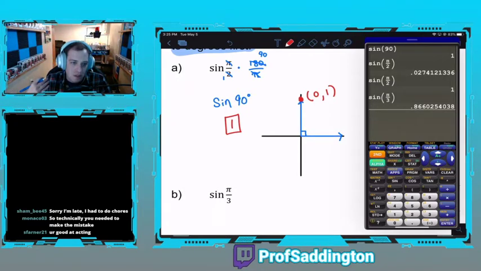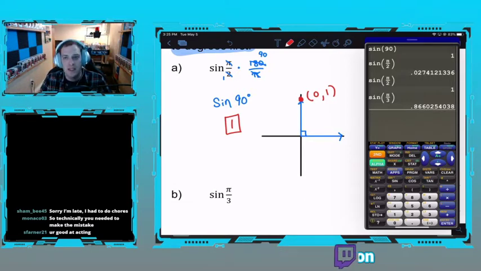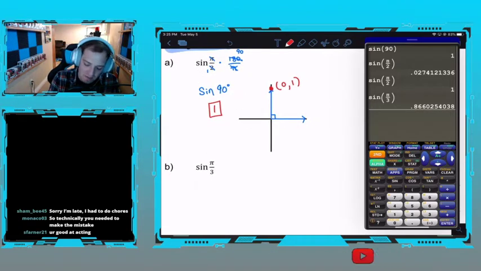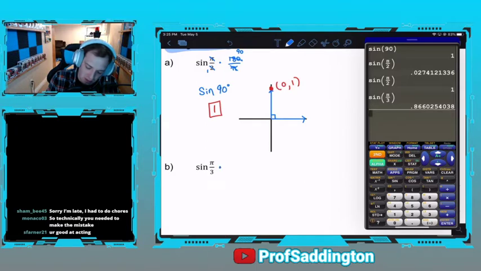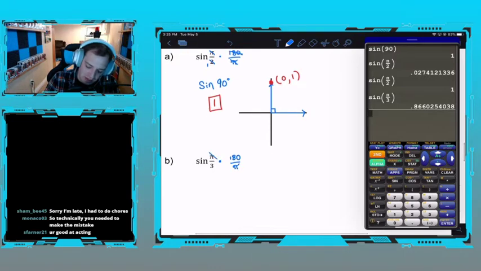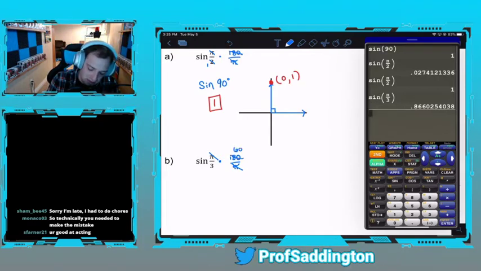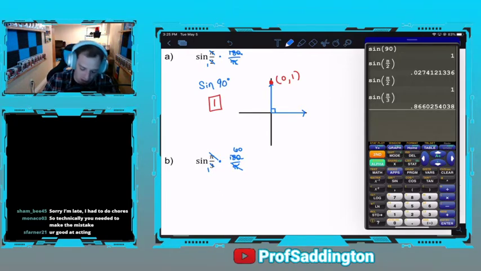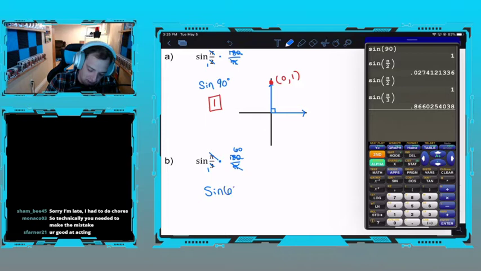Okay? So I'm just going to do one more, show you guys that it does relate to each other, and then I'm going to call it for today. So if you guys look at part B, I have to do the conversion first. In order to do the conversion, I'm multiplying it by 180 over pi. The pi's are going to cancel out. And then 180 divided by 3 is really just going to be 60 degrees. So I'm just cross-canceling. So really, I have sine of 60.